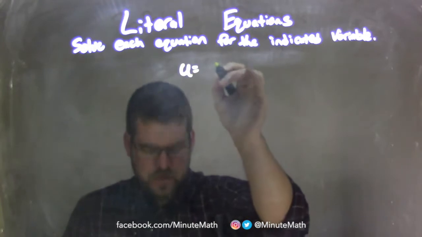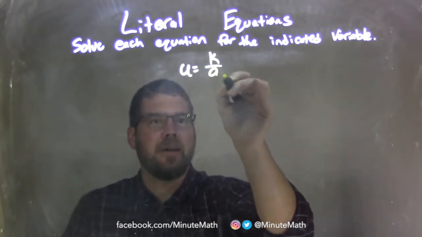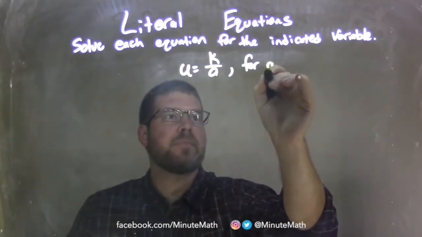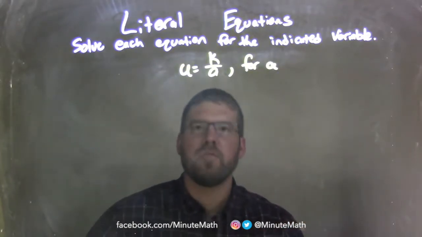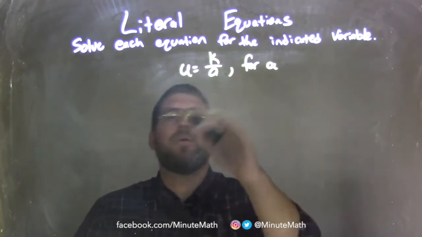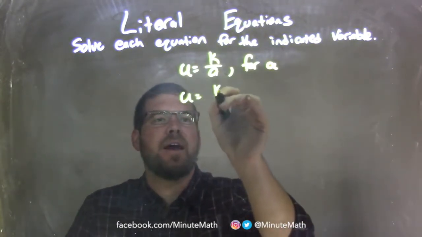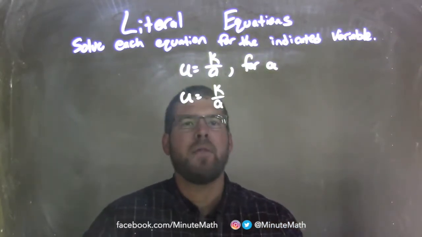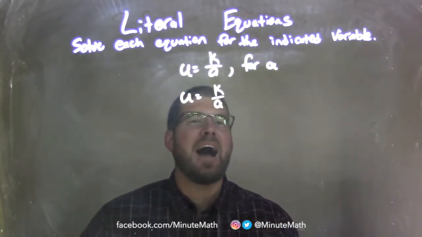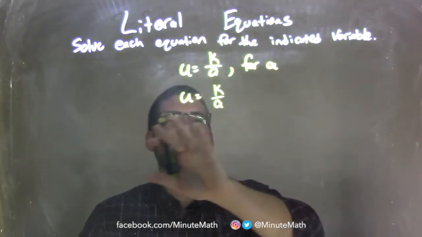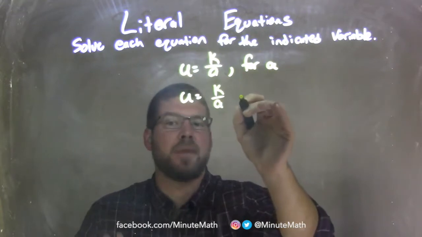u equals k over a, and we need to solve that for a. Okay? So we have u equals k over a, we need to solve that for a. So what I need to do then is I'm going to rewrite this equation, u equals k over a, and we're solving that for a, so there's a few ways to go about this. And this one I'm going to multiply a to both sides. And I know what you're thinking, like, wait, no, if you multiply a to both sides, you're just adding an a to the other side. I know.